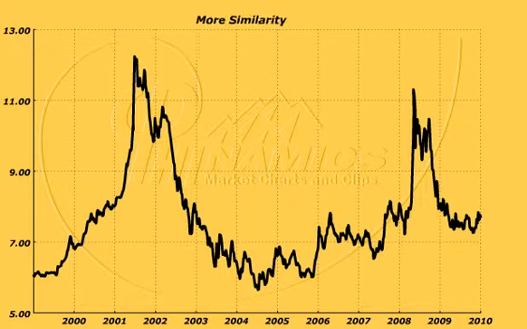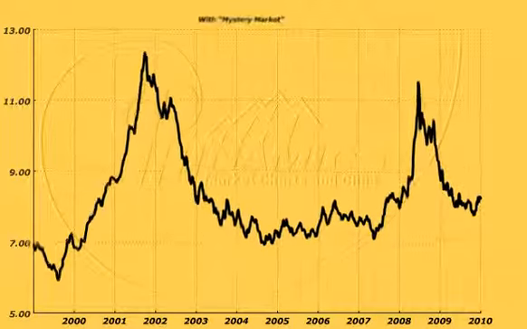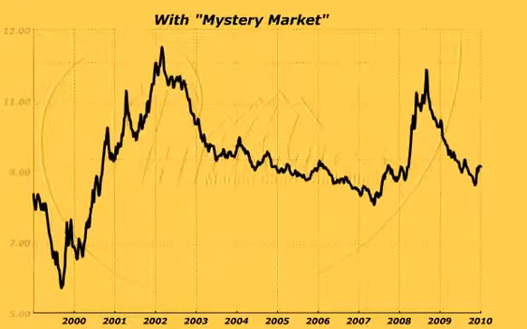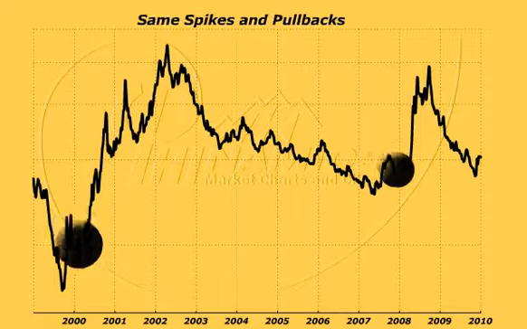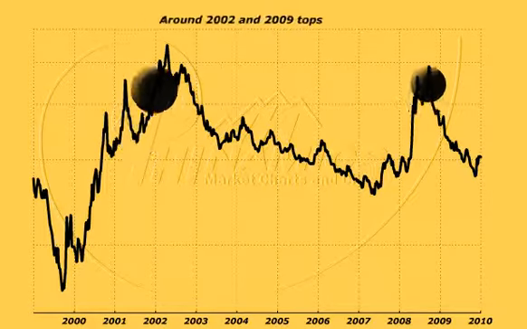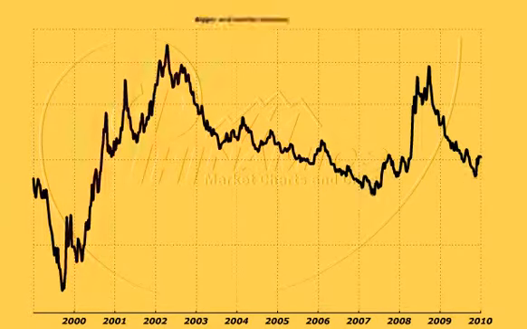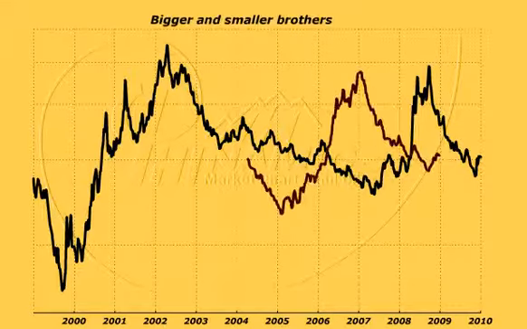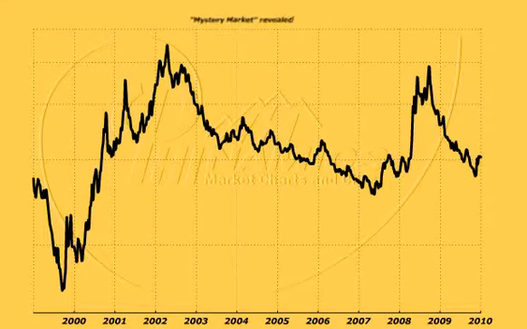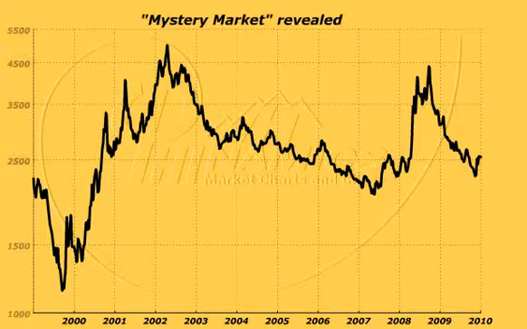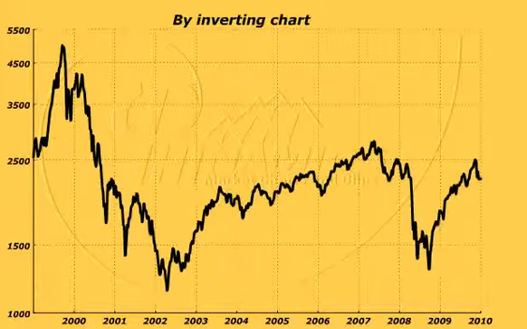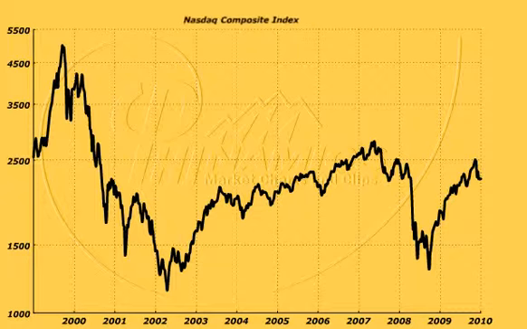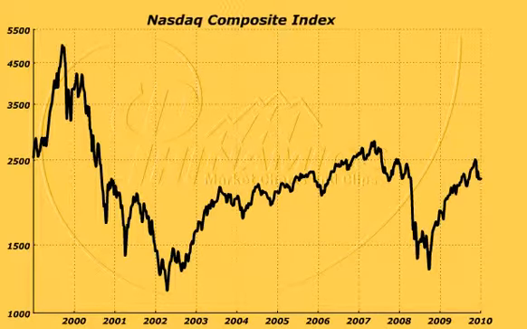Expanding on this topic of similarity, we shall now switch over to a mystery market, which since 1999 displays the very same characteristics as the South African Rand. We can see the same succession of spikes and pullbacks made in the years 2002 and 2009, and once again we have a bigger brother and a smaller brother within this mystery market. Now, without further ado, I shall lift the suspense of this mystery market by flipping this chart around and adding the values to the y-axis, and by now you might have guessed that this mystery market is the Nasdaq Composite Index.